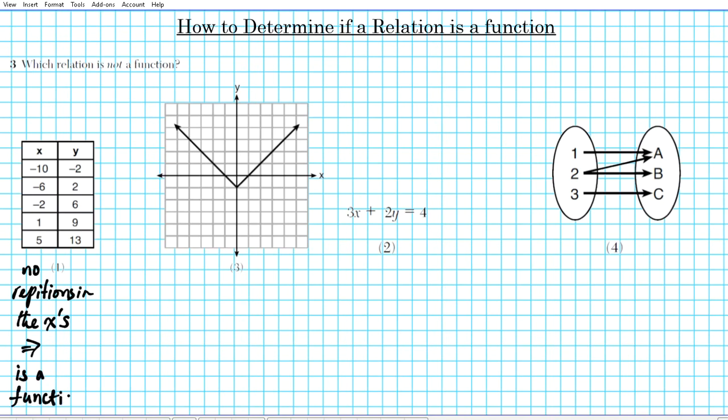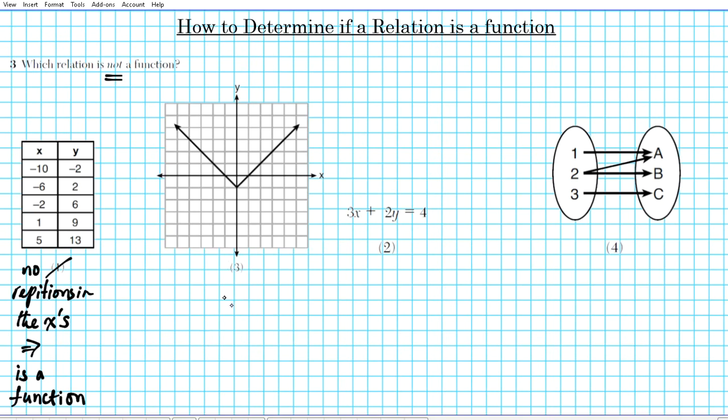If there are no repetitions in the x's, that means that every input is being assigned to a maximum of one output. Okay? If you have one input going to more than one output, which results in a repetition in the x's, that relation is not a function. Okay? So in this problem, we're looking for what is not. So what is should be eliminated. Number 1 is gone.